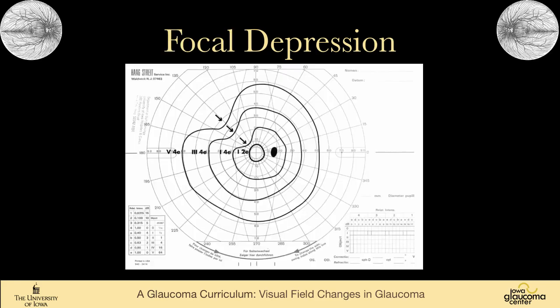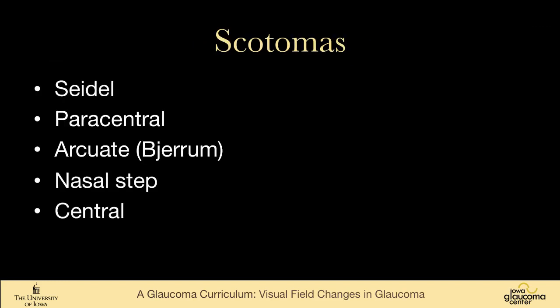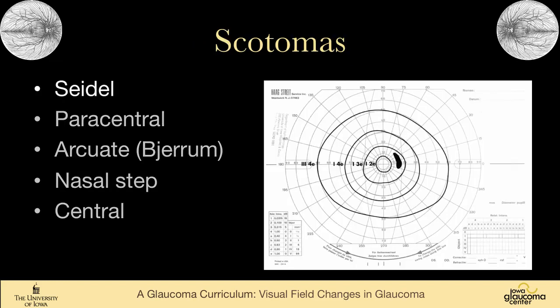You can have a focal depression from glaucoma, and that's sometimes easier seen on a kinetic field like this, where all of the isopters are moved in. There are various types of scotomas or blind spots. Seidel scotoma is one of those things that really is a Goldmann kinetic finding, where you get this sort of tadpole shaped extension off of the blind spot.